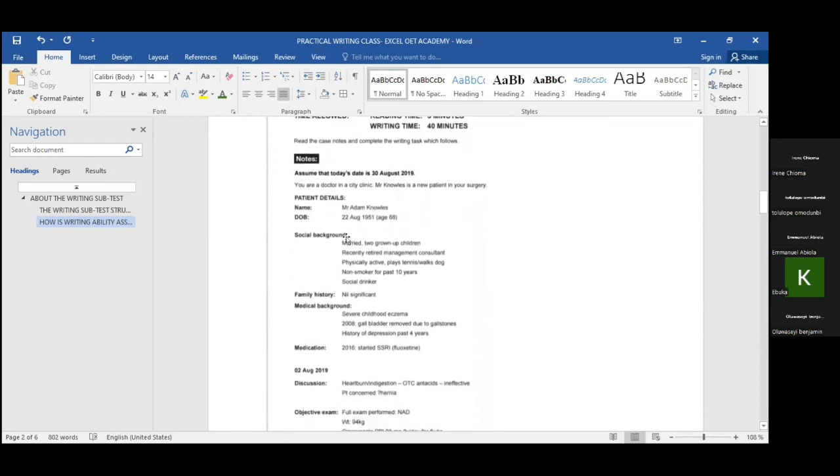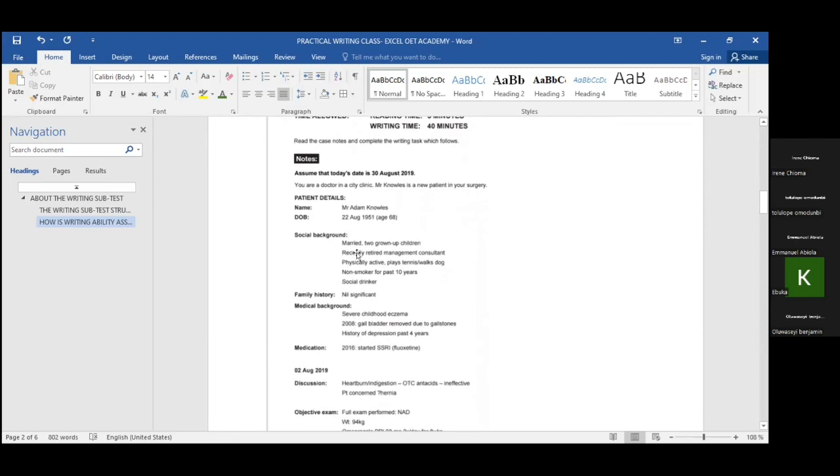Now, let's look at it together. Do you think married with 2 grown-up children is important for the gastroenterologist? It's not important, so we remove that one. The moment you're removing information, you're getting marks. So that's why OET is sweet.